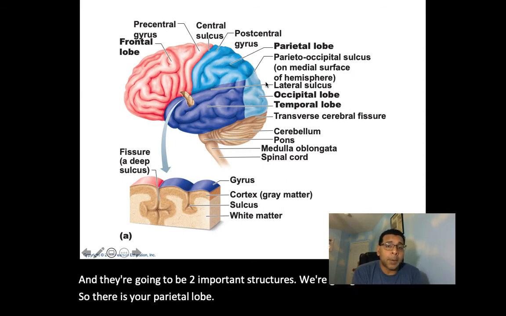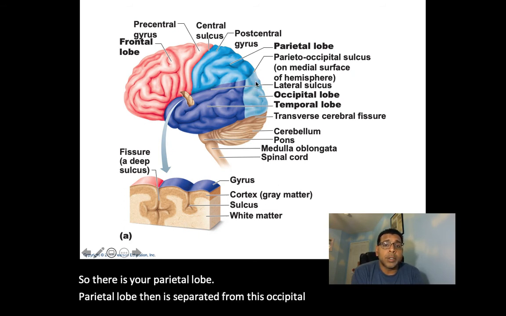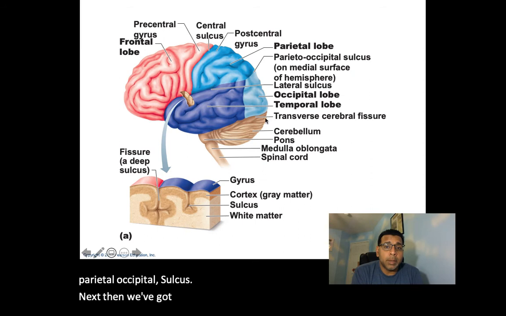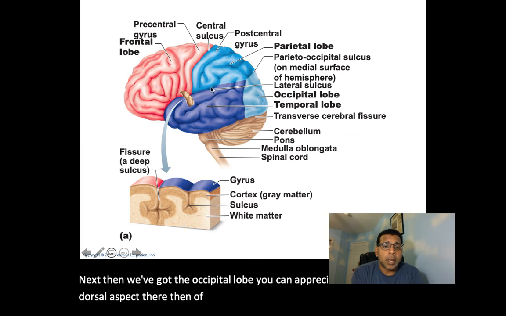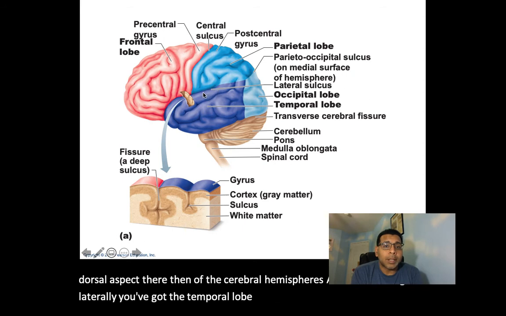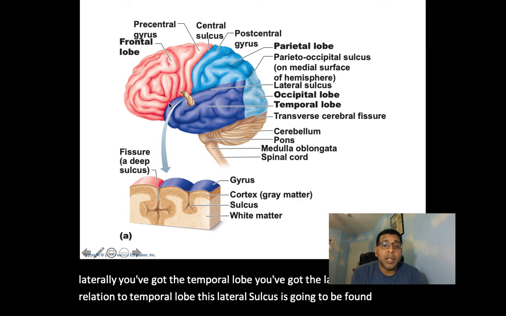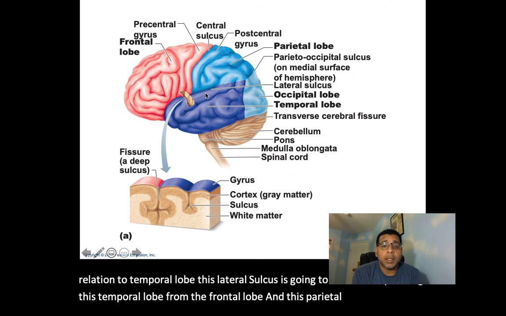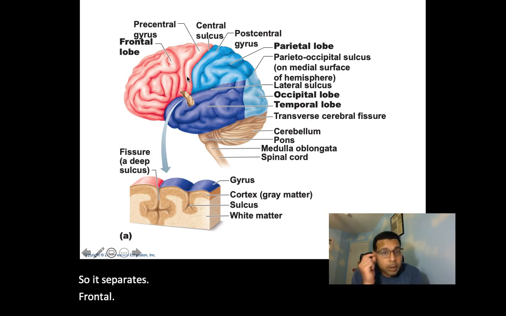The parietal lobe is separated from the occipital lobe thanks to the parieto-occipital sulcus. Next we've got the occipital lobe, which you can appreciate at the most posterior aspect of the cerebral hemispheres. And here coming out laterally you've got the temporal lobe. In relation to the temporal lobe, you've got the lateral sulcus, which is found separating the temporal lobe from the frontal and parietal lobes.